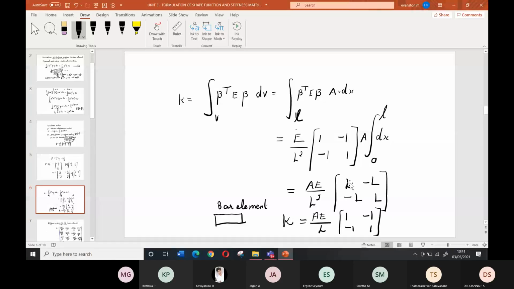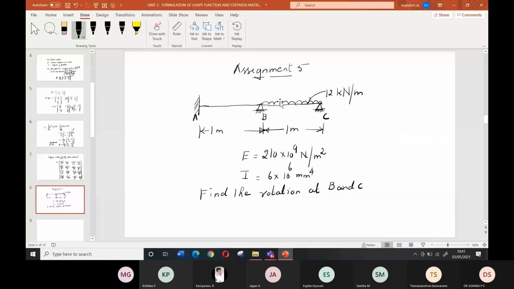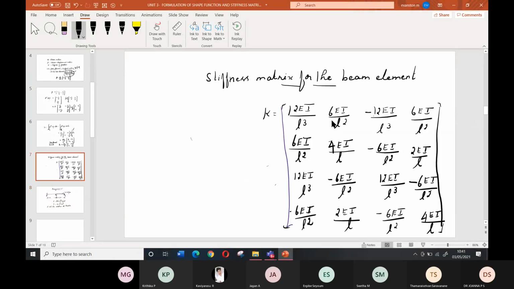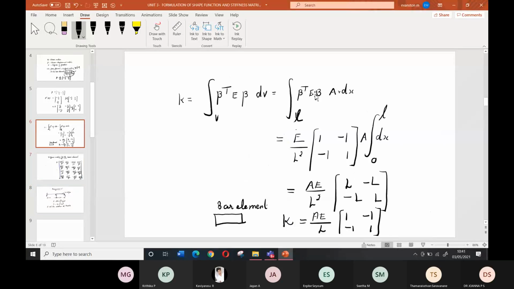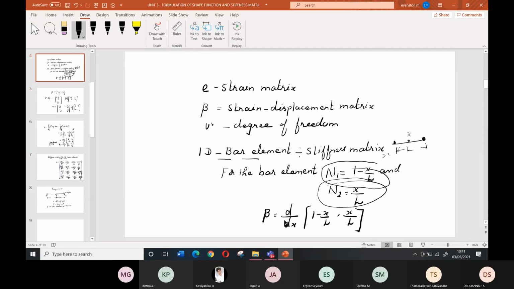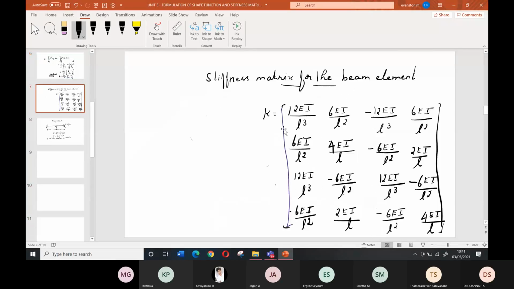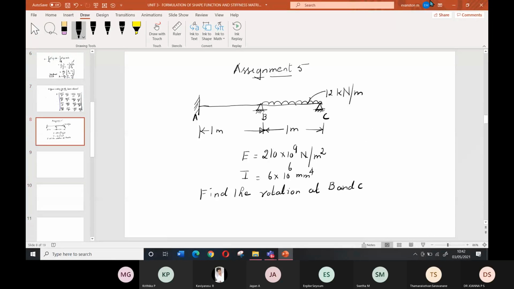Using finite element analysis, how to solve a problem, we have done one assignment. This is the same as the stiffness matrix, but how do you get the stiffness matrix? B transpose D B. What is B? B is equal to differentiation of the shape function. This is also important. So that's all. I think this unit, this problem you study for the part C question.